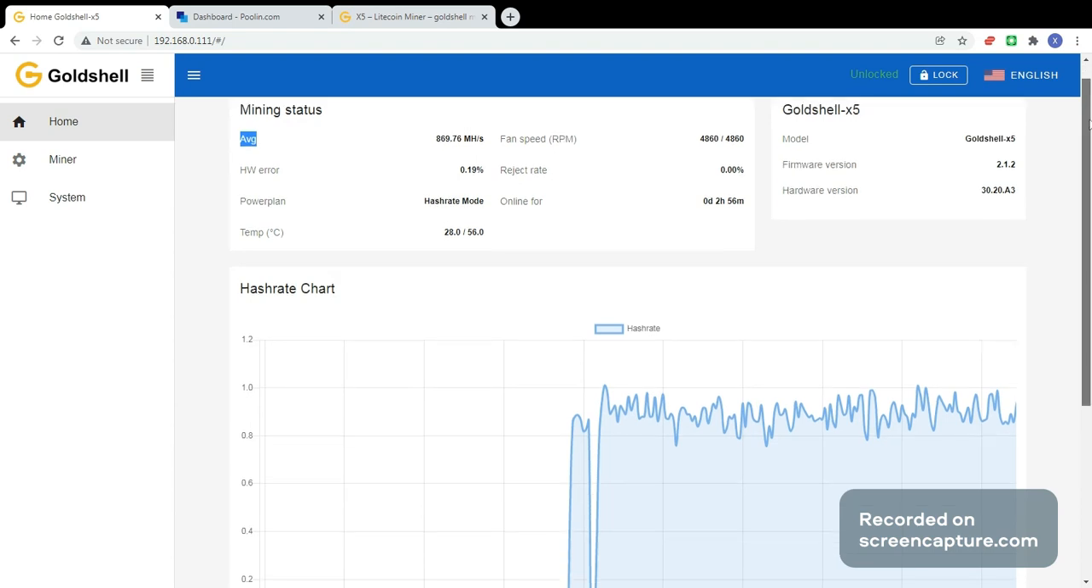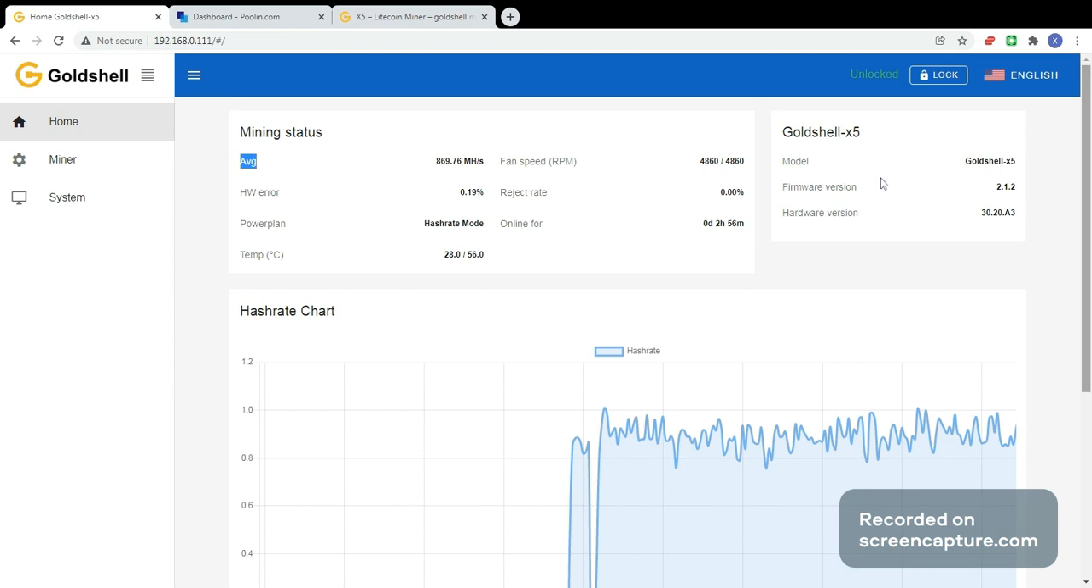So this is a second-hand unit, and we're going to be testing it for 24 hours, and we will see how it performs. We will record another video after the 24-hour period, and it will give you more stats and the results and the conclusion.